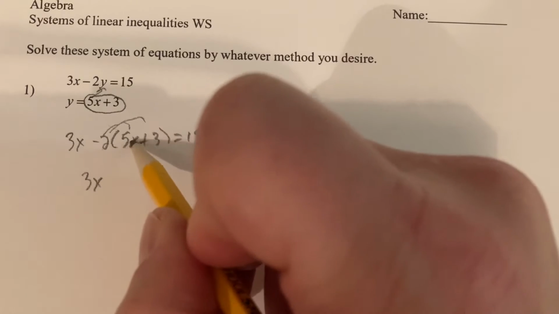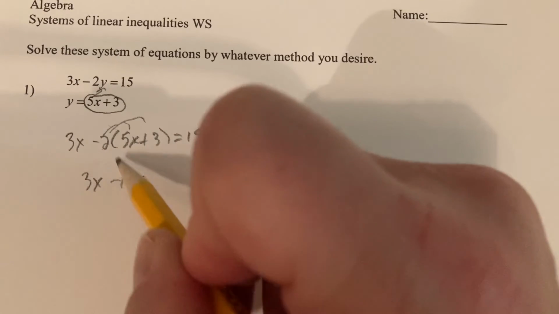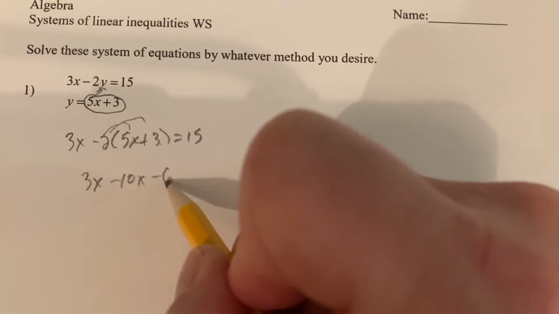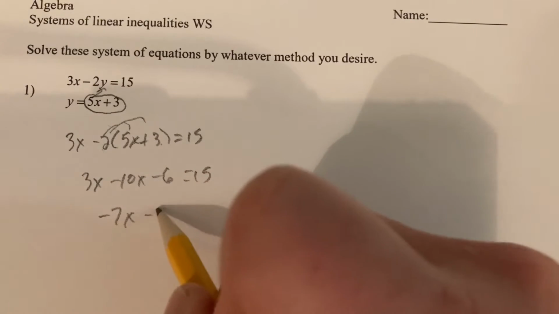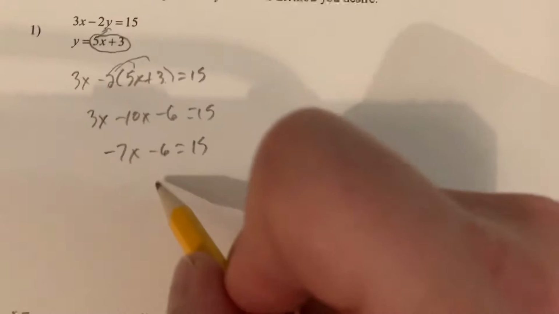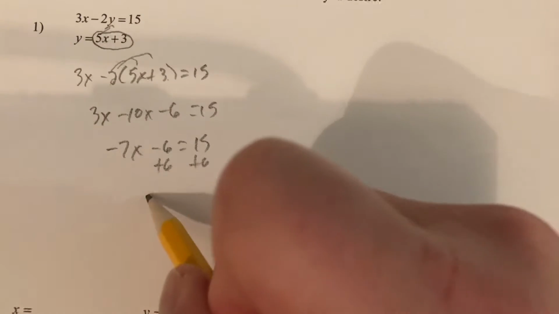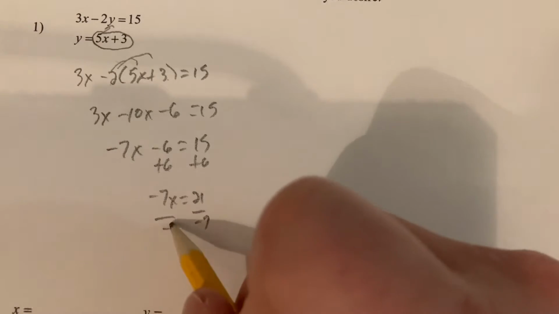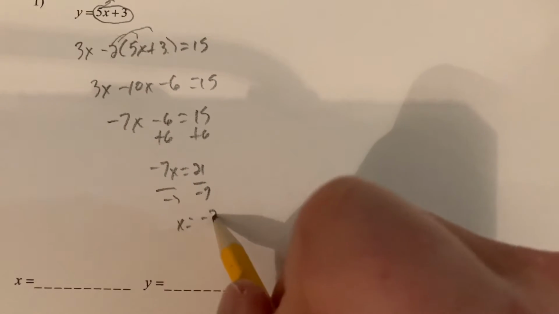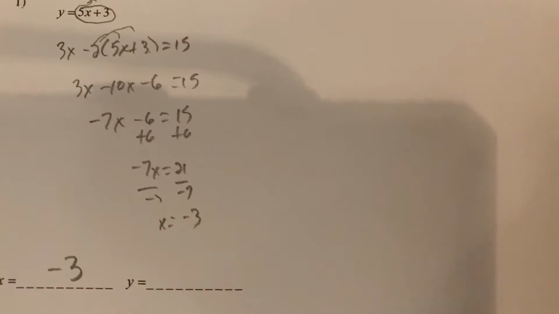It's negative 2 times 5, which is negative 10. Negative 2 times 3 is a negative 6. Okay, 3x minus 10x is a negative 7x. And we're going to add 6. So negative 7x equals 21. Divide by negative 7. We get x equal to negative 3. So that's our x value.